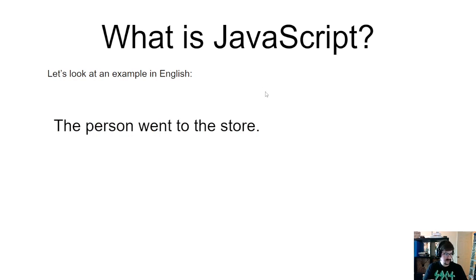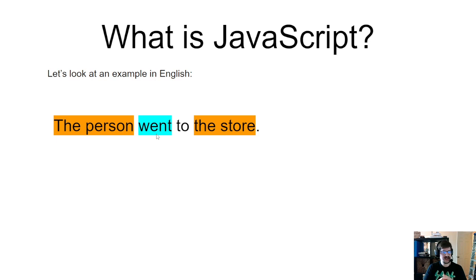So looking at an example in English: the person went to the store. Here, the person and the store are nouns, like the subject of the sentence. The person is the thing that did the action. The store is the thing that the action was done to, and "went to" is actually the action here, where the person went to the store.